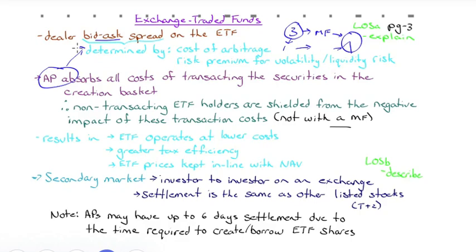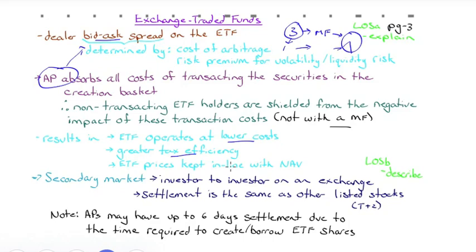So what are the results here? The ETF operates at lower costs, greater tax efficiency, and because of this arbitrage opportunity, ETF prices are kept in line with net asset value. So that's how shares of the ETF are created in what's called the primary market. And the primary market is an OTC market. That's between the authorized participant and the ETF dealer.